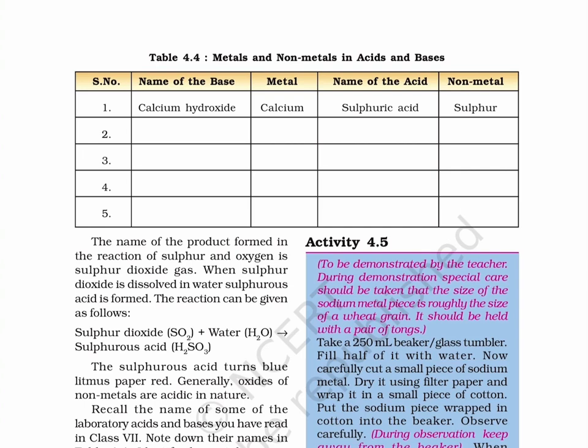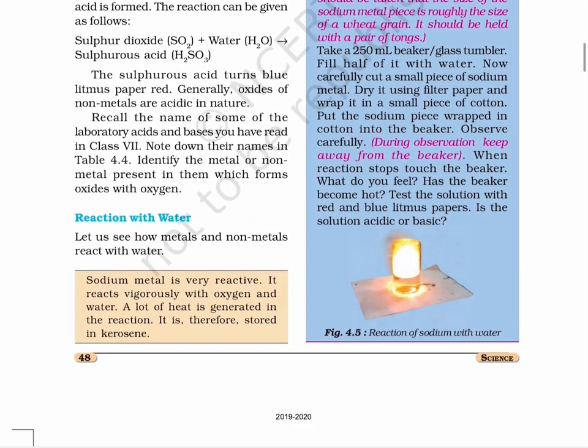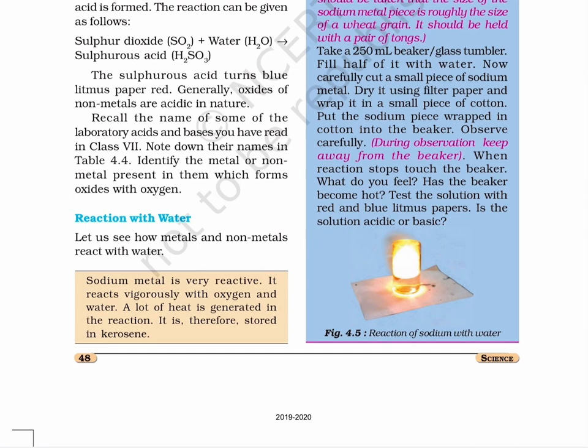The name of the product formed in the reaction of sulfur and oxygen is sulfur dioxide gas. When sulfur dioxide is dissolved in water, sulfurous acid is formed. The reaction can be given as follows. Sulfur dioxide, SO2, plus water, H2O, gives sulfurous acid, H2SO3. The sulfurous acid turns blue litmus paper red. Generally, oxides of nonmetals are acidic in nature.